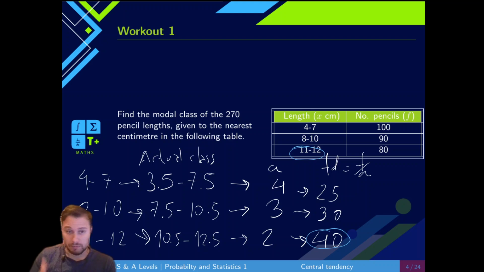It has a smaller amplitude, but in this case, the frequency density was bigger. So that's the modal class. The modal class in this exercise is from 11 to 12.